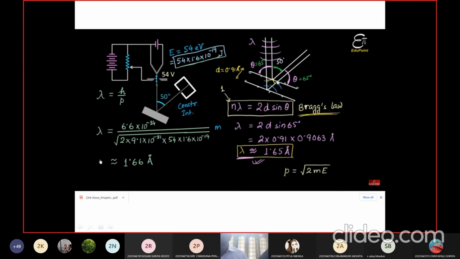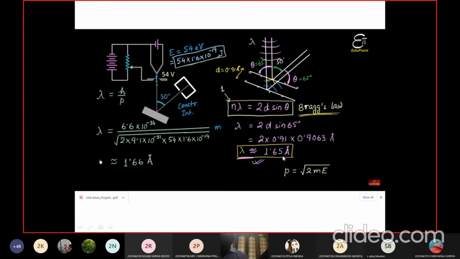Where did we get the 65? Theta is taken with respect to the plane and not the normal. In Bragg's law, that is 2d sine theta, theta is taken with respect to the plane and not the normal. So what is the angle between the normal and the incident ray? Half of 50, that is 25. So what will this angle be? This angle will be 90 minus 25, that is 65 degrees. So 2d sine 65 gives me a lambda equal to 1.65 angstroms.